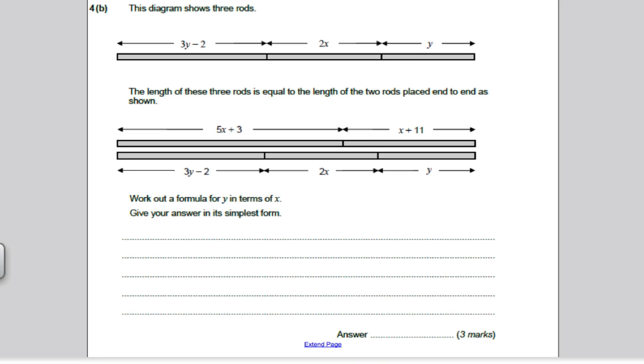Okay, it says the diagram now has 3 rods. The length of these 3 rods is equal to the length of the 2 rods placed end to end. Work out a formula for y in terms of x, give your answer in its simplest form. Okay, it's 3 marks here.